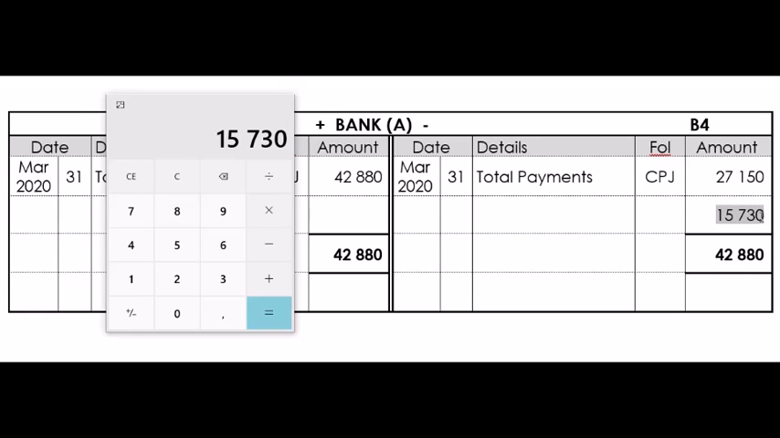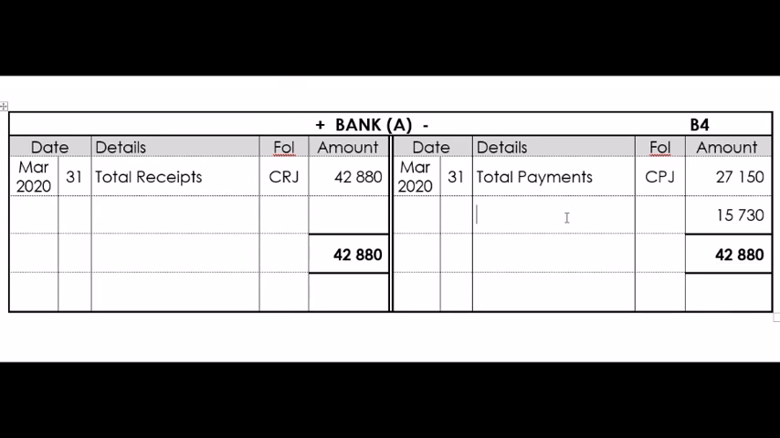27,150 plus 15,730 equals 42,880. And then what I said is you call it balance CD. Okay, so you call this value balance CD. And what that stands for is it says this is now the balance that we have worked out or calculated of our bank account. In other words, we've got 15,730 Rand left in our bank account.